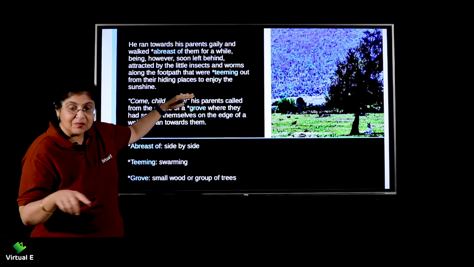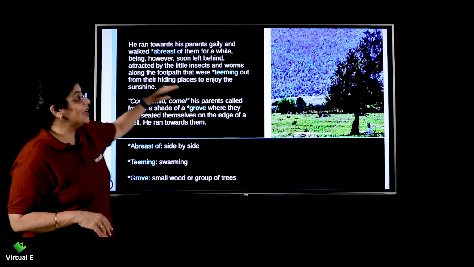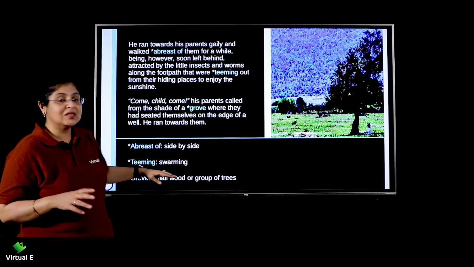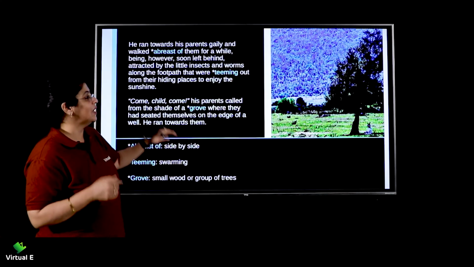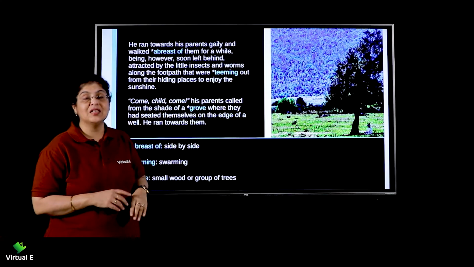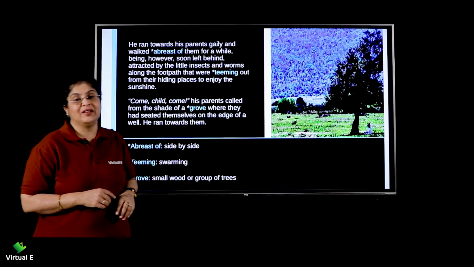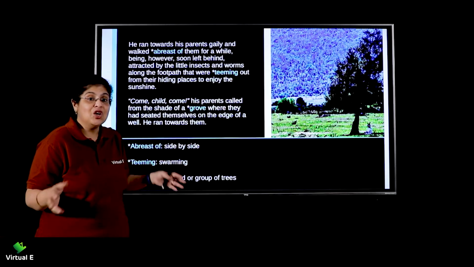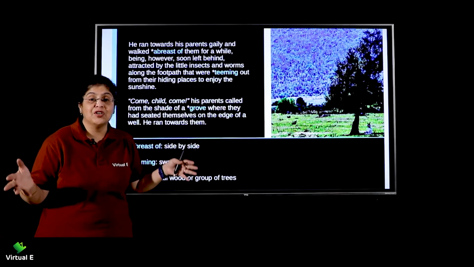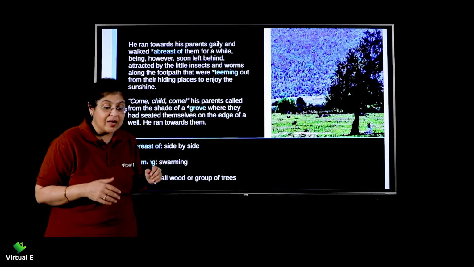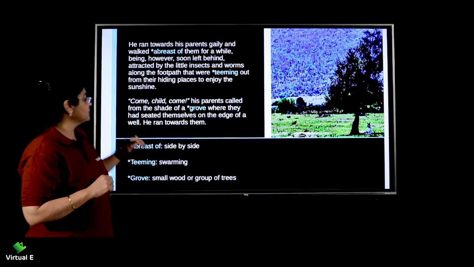He saw some worms all along the footpath that were teeming out. Teeming out as in they were swarming out. They were all coming out from their hiding places to enjoy the sunshine. It was spring. It was beautiful. So even the insects and worms wanted to enjoy it. So they were coming out and suddenly he saw them.